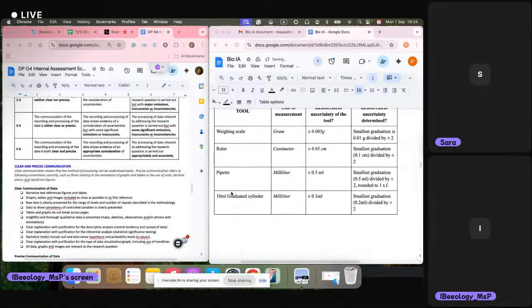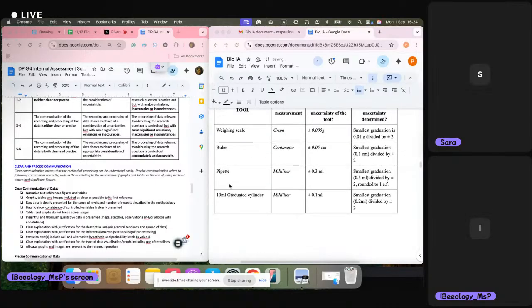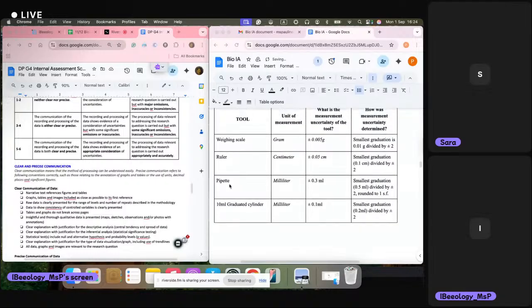Uncertainty tools. Centimeters, smallest duration. How did you measure? There's a calculation, right? Is your weighing scale digital, or did you use a triple beam balance? Is it really five? This is weird.